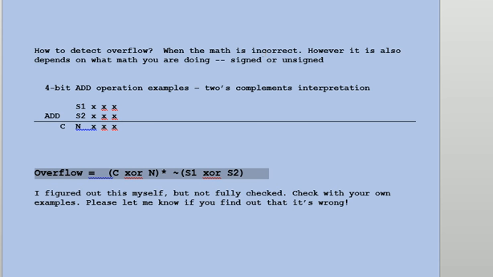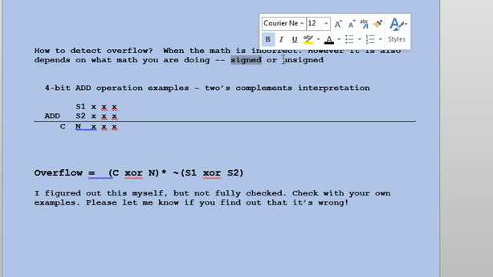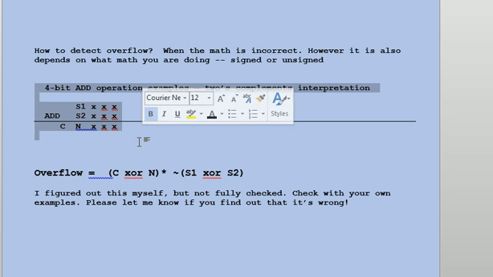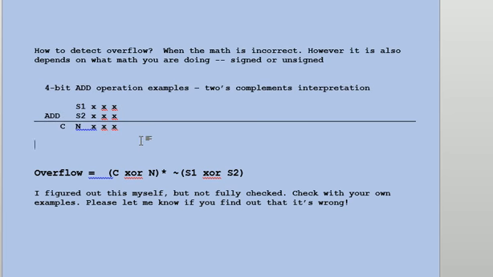However, this also depends on what math you are doing. Currently we're doing signed math, which means two's complement. In many cases on the computer, we encode the number unsigned. Actually, unsigned is easier, just binary numbers without sign. So how do you determine whether it is overflow? Let's use a 4-bit example. Instead of 8-bit, we use a simpler example, but the result will also be applicable to 8 bits.